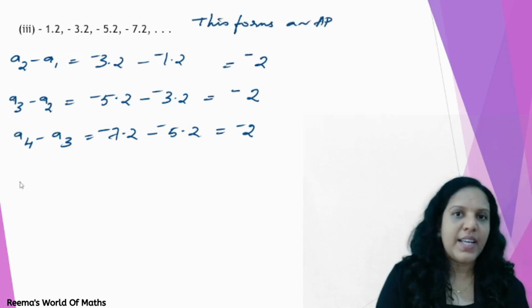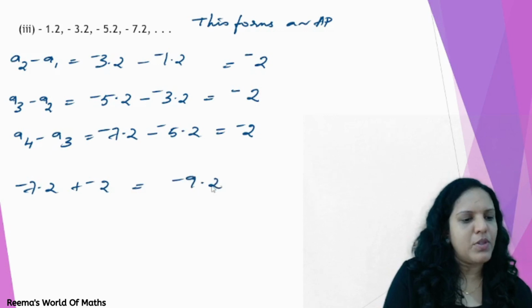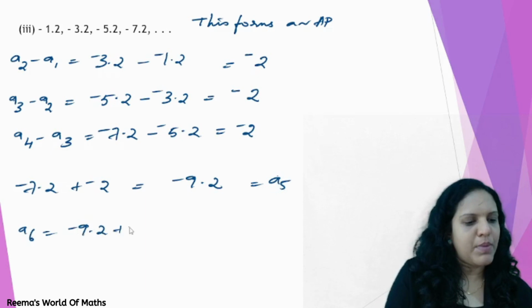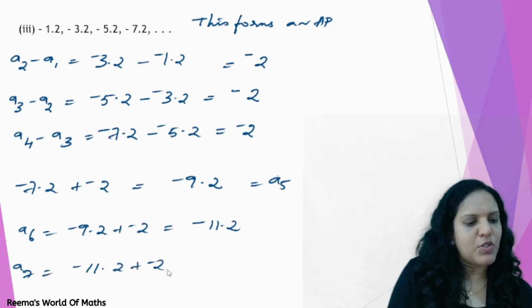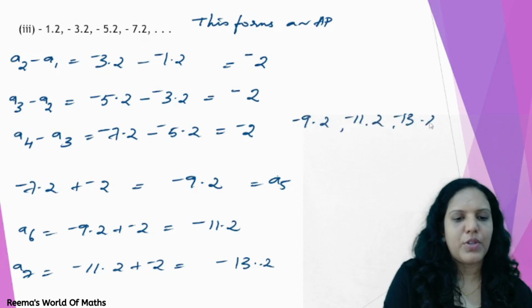And we need to write the next three terms. So that will be minus 7.2 plus minus 2, which is minus 9.2. That will be A5. Then A6 will be minus 9.2 plus minus 2, which is equal to minus 11.2. A7 will be minus 11.2 plus minus 2, which is minus 13.2. So the next three terms of the series are minus 9.2, minus 11.2 and minus 13.2.